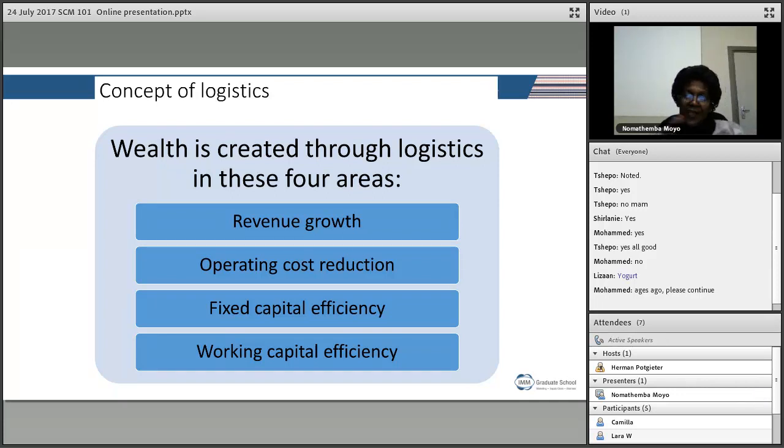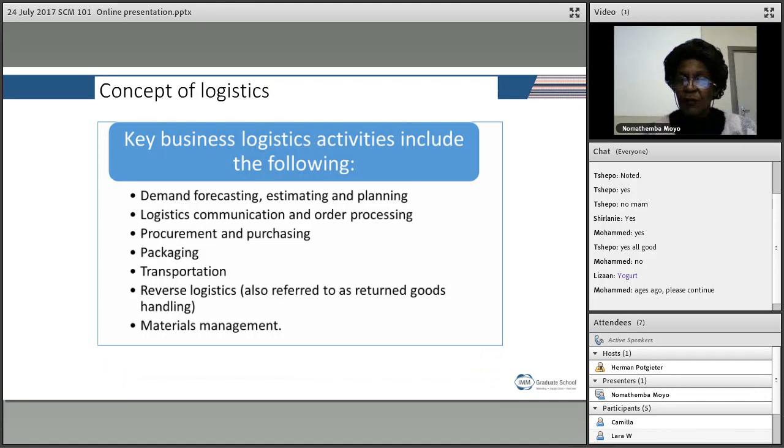Then, wealth is created through logistics in 4 areas. We talked about this. Revenue growth, when the sales increase; operating cost reduction; fixed capital efficiency. When you have all that machinery, the vehicles and everything, when we talk fixed capital, we are talking about non-current assets like land and buildings, machinery, motor vehicles. Are they being efficiently utilized? Are your manufacturing machines being utilized fully to their fullest potential? Working capital efficiency. Working capital is to do with current assets and current liabilities. Is it efficient?